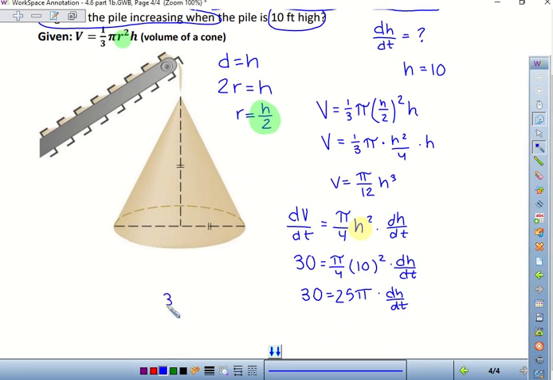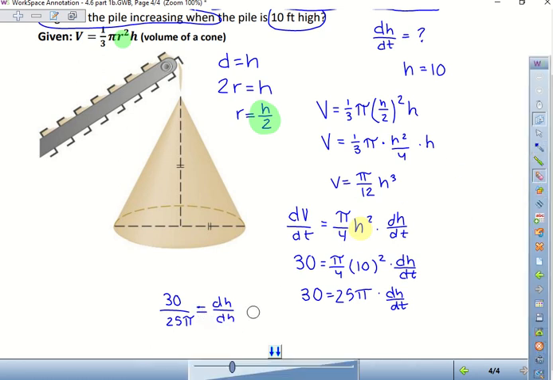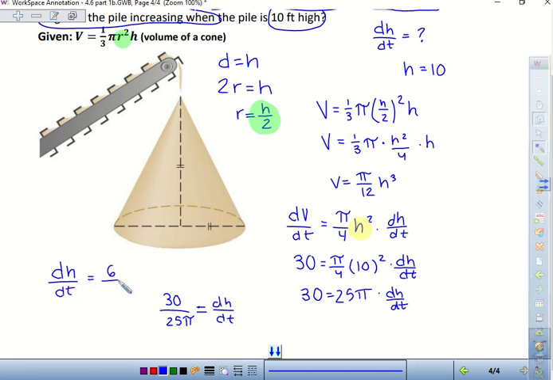Which is 30 over pi times 25 equals dh/dt, correct? Okay. You with me? Can you take out 5? Yeah, exactly. So we can reduce this, which should become 6 over 5 pi, correct? So it's going to be 6 over 5 pi, and what's the units on this? Feet per what? Cubed? Or minute? Feet per minute, yeah, and it's not cubed because this is just regular height.